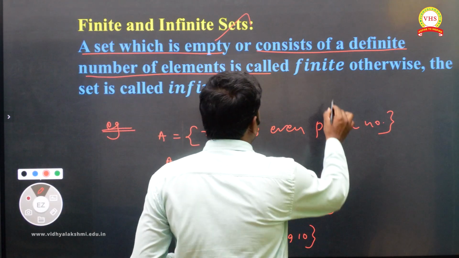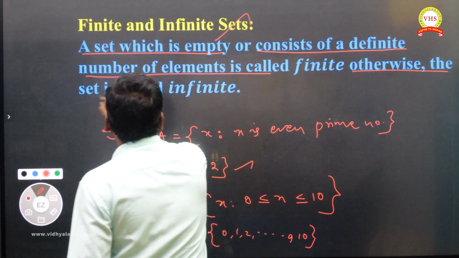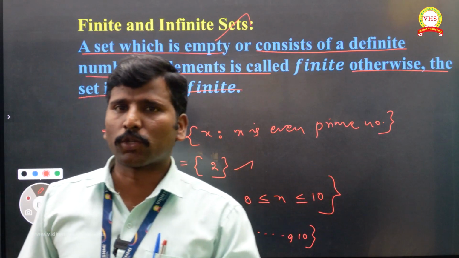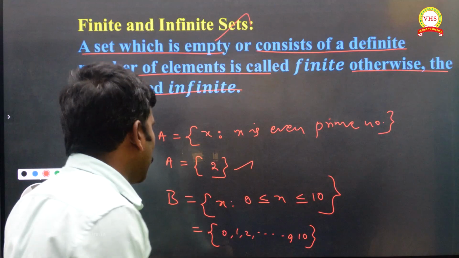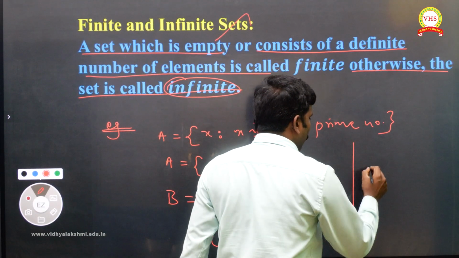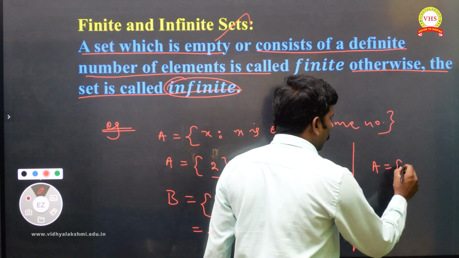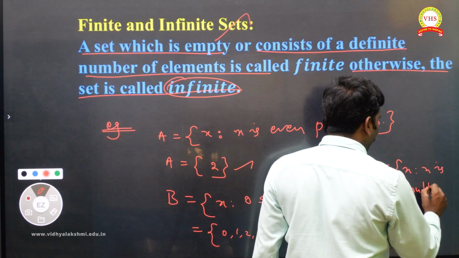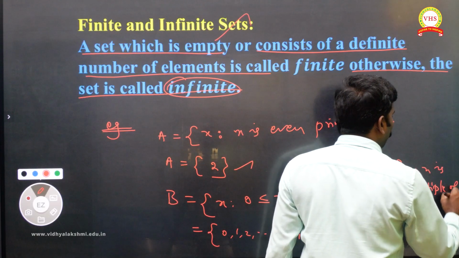Infinite set in the sense, otherwise the set is called infinite, which means there is no last term there. So that we can say as an infinite set. So infinite set in the sense what we can say, set A is equal to x, x is a multiple of 5.